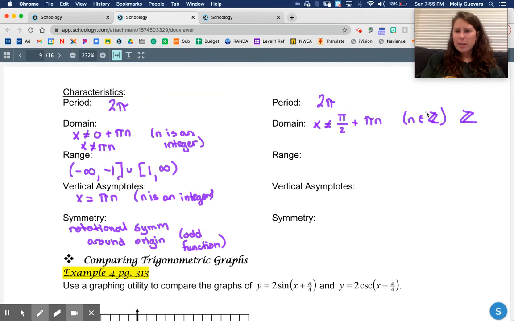So that's the symbol that I was attempting to draw. That was not very good.